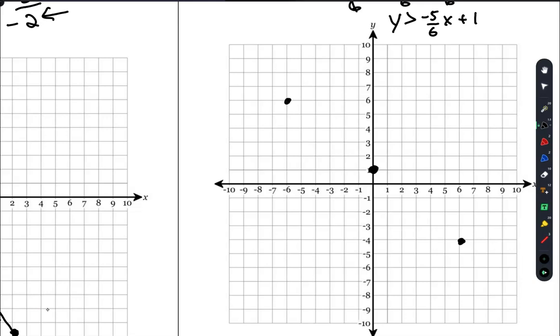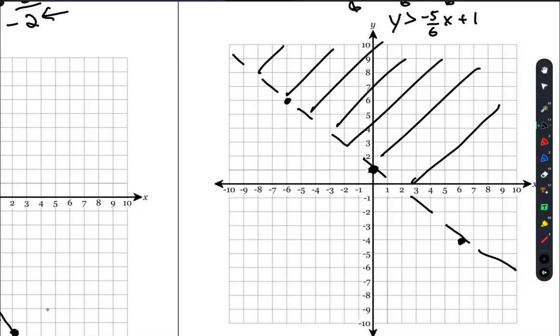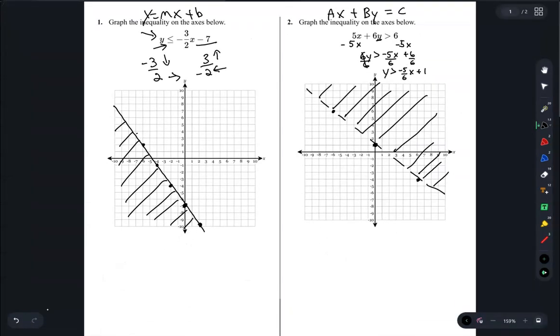Now, because it's not equal to, instead of using a solid line, I am going to use a dashed line. And since it's greater than, I'm going to shade above. Greater than. Cool. And that's it.